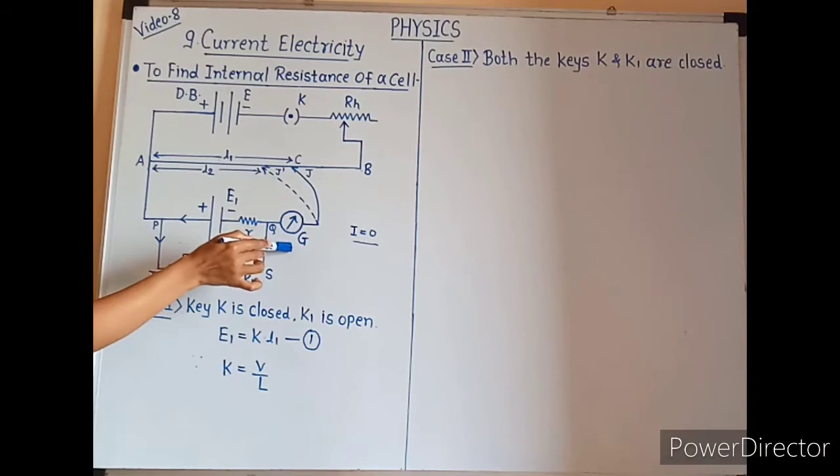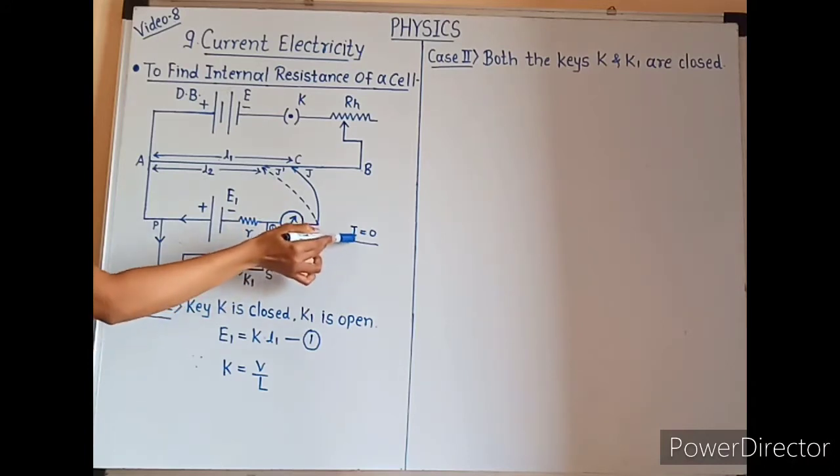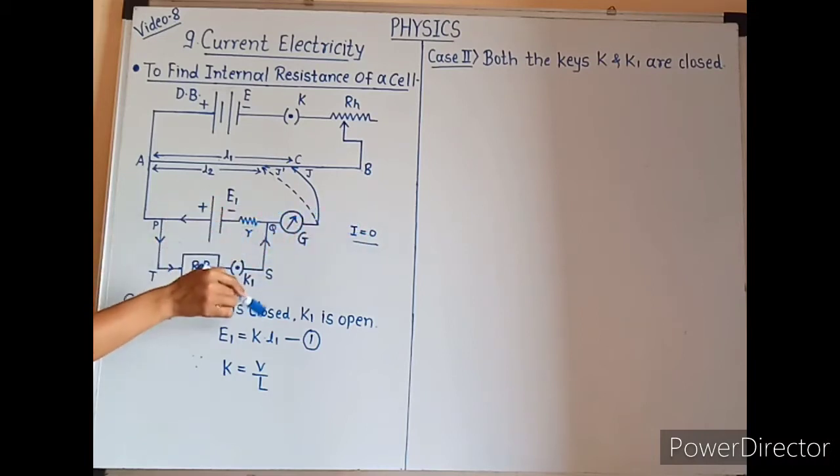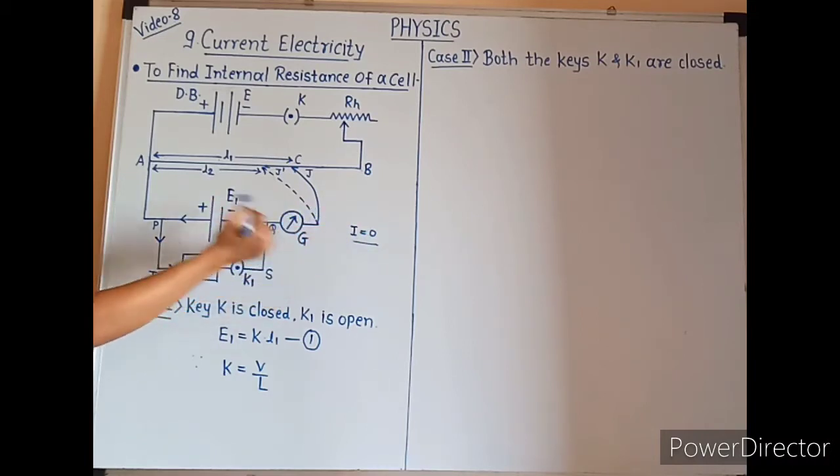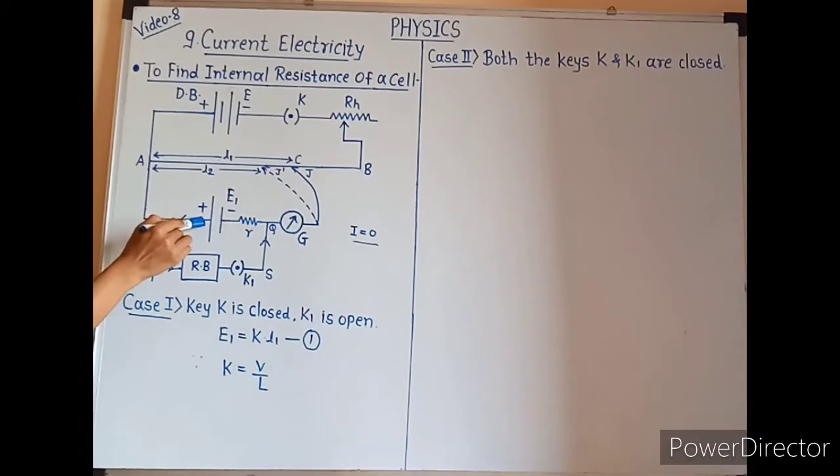When we achieve the null point, the galvanometer shows no deflection and the value of current I is equal to 0. Even though we achieve the null point, in this case some amount of current is flowing through this complementary circuit.